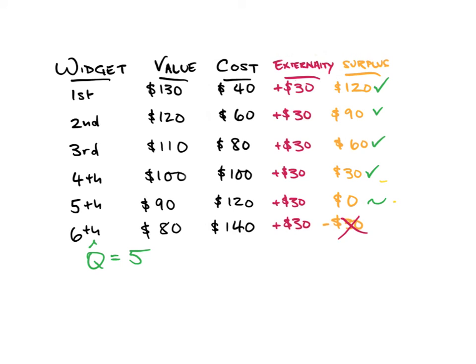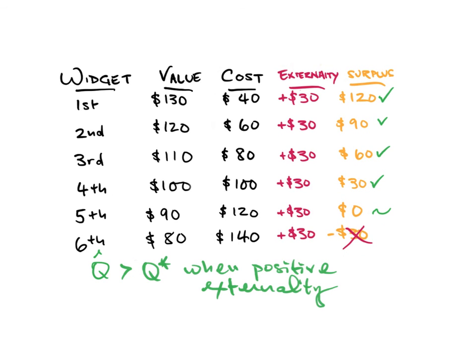The free market would not do that. In the free market, the value of that 5th widget to someone is $90. The cost of producing it is $120. That buyer and that seller would not agree to that transaction. However, it would be in the interest of society overall. The buyer and seller, between the two of them, would lose $30, but all of these widgets are providing $30 of benefit to other people as well. So here's kind of the bottom line.